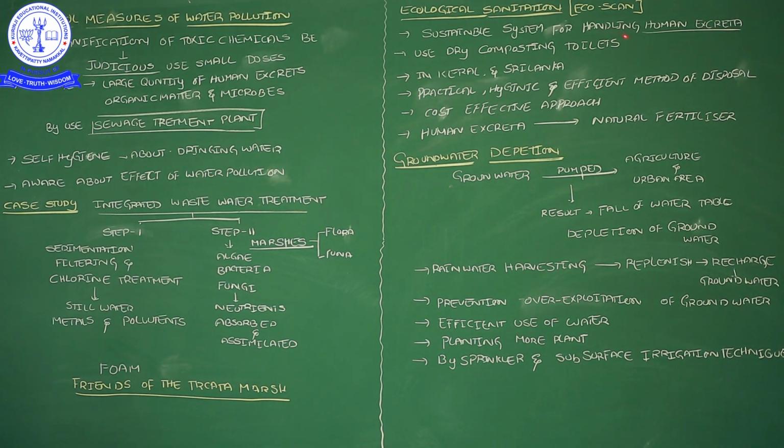Ecological sanitation or EcoSan tells us about human excreta, that is, how to treat the excretory products that human beings release. Simply put, in our restrooms or toilets we excrete fecal matter and urine, and these all get mixed in the water.